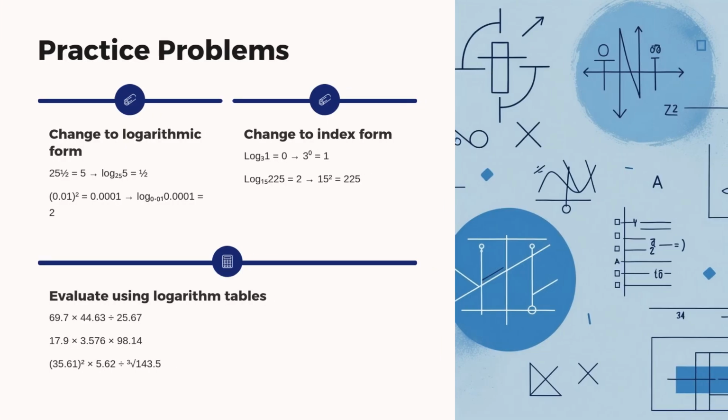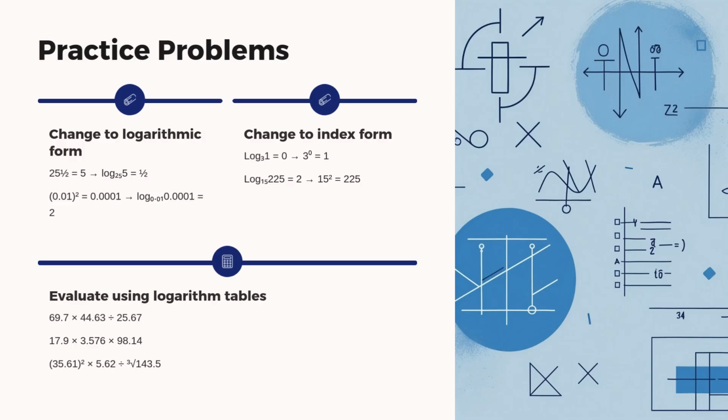Practice problems. Change to logarithmic form. 25 to the power of 1/2 equals 5. Therefore, log base 25 of 5 equals 1/2. 0.01 squared equals 0.0001. Therefore, log base 0.01 of 0.0001 equals 2.